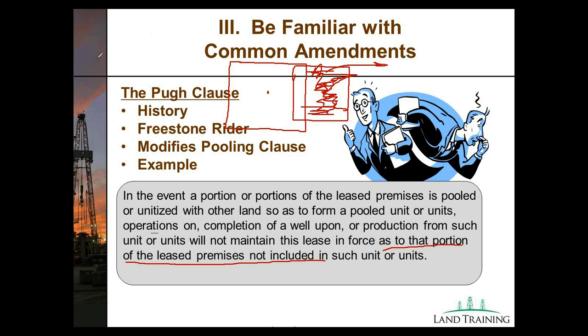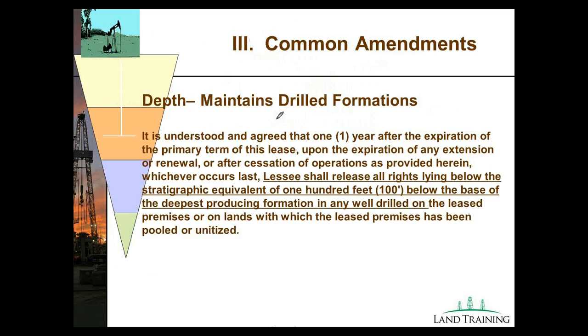Now, there's different types of Pugh Clause. This is basically known as a surface Pugh Clause. You have to release that part of the surface that is not included in the unit. But there's another kind called a depth Pugh Clause. Now, some people call this horizontal and vertical. But I've been in classes where what you think is horizontal is not what they think is horizontal, or vertical is not vertical. So I just say surface and depth, okay?